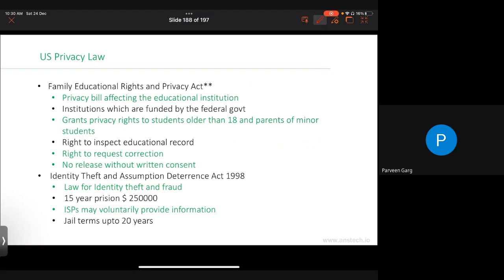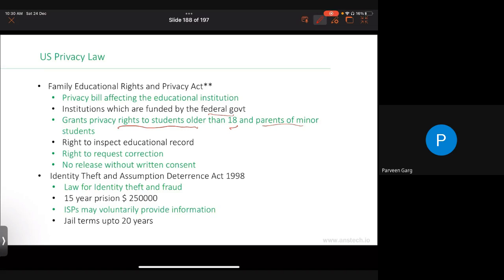FERPA is applicable to educational institutions which are funded by the federal government. Okay. And it grants privacy rights to students older than 18 and to parents of minor kids. So you might be going to an educational institution and you might have an educational record in that institution. So you can restrict your privacy information for your education data.